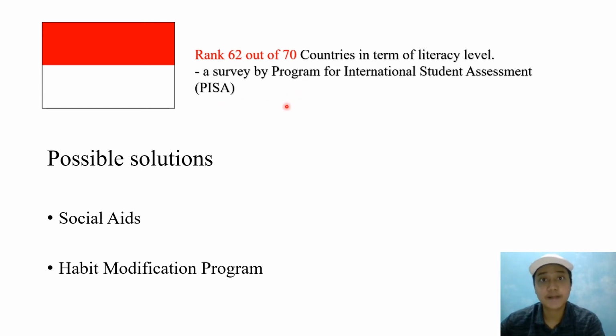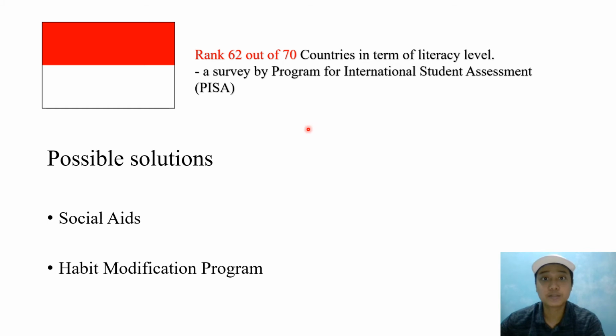Based on a survey done by the Program for International Student Assessment (PISA), Indonesia's literacy level is ranked 62 out of 70 countries. From this study, we learned that most of the people in Indonesia did not learn, not because they cannot, but because they don't want to. Of course, there are still some cases where people do not have access to education or others. But other than that, it is because they have little interest to learn.